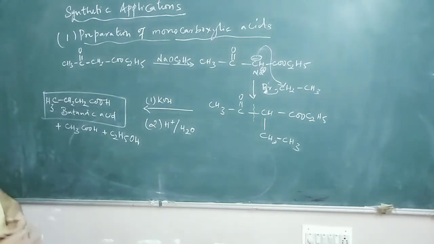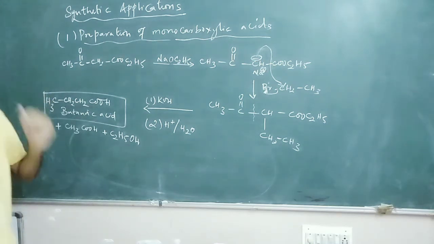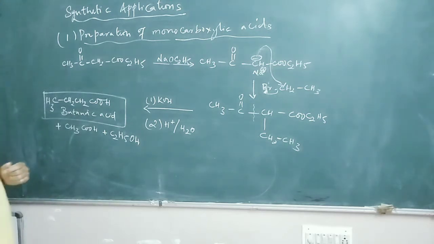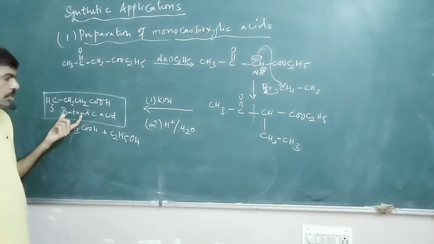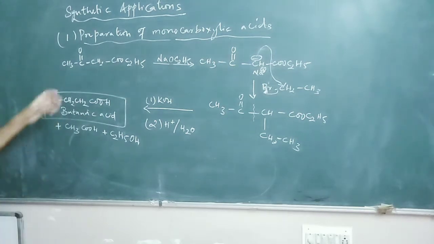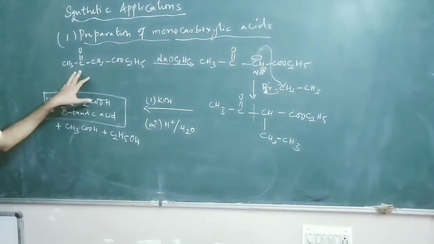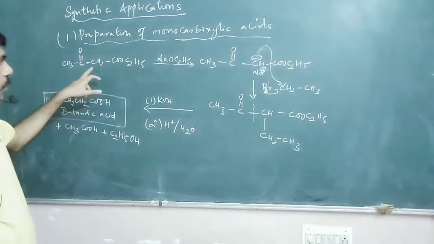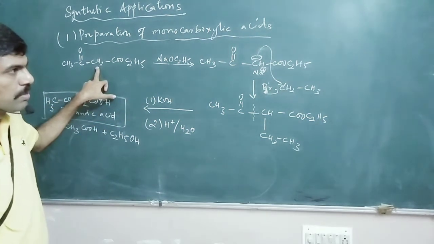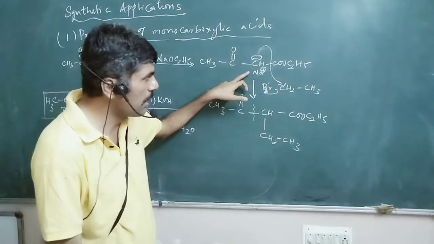Consider the synthetic applications of ethyl acetoacetate, and the first application is how to convert it to a monocarboxylic acid. Here we have considered conversion to butanoic acid. The first step is very similar to what we learned with diethyl malonate. Treat it with a base. One of the acidic hydrogens is removed to form the corresponding enolate ion.